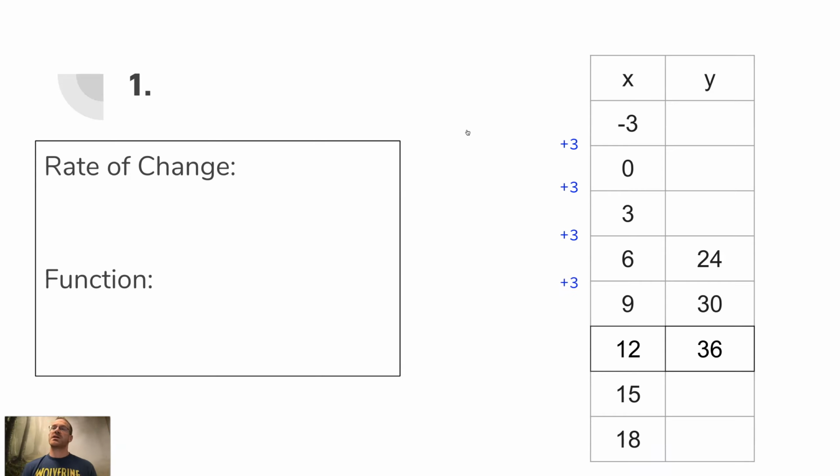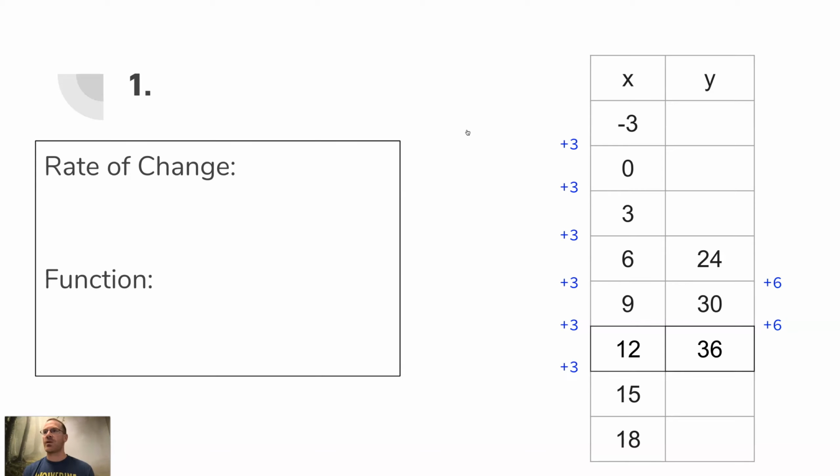So when I go from 6 to 9, x goes up by 3. And now when I look at my change in y, I go from 24 to 30, which is plus 6. Let's look at our next change of x. Once again, plus 3, and my change in y here is plus 6. So what we see is a constant rate of change, 6 to 3, 6 to 3. So every time x goes up by 3, y has to go up by 6.